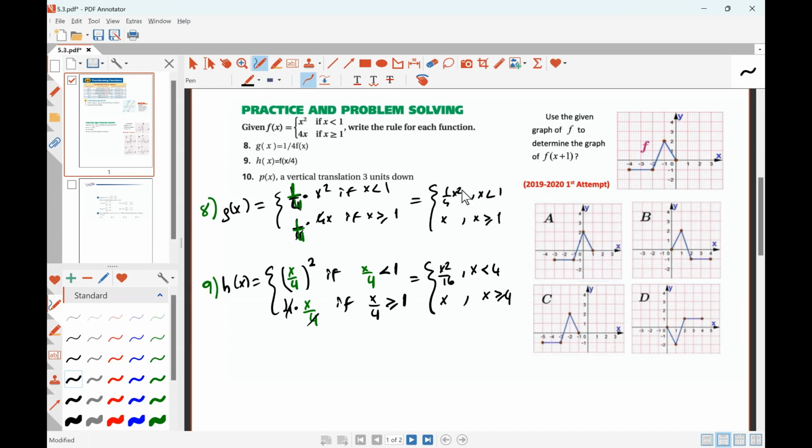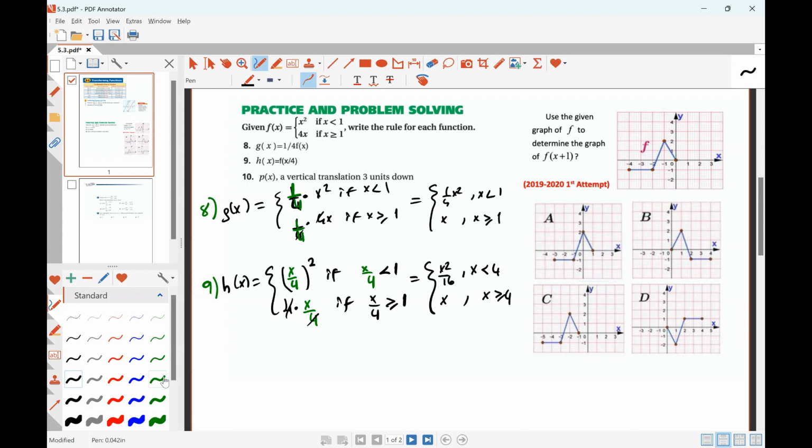See, the results are totally different. The new functions are totally different. In the first, we multiply the output by 1 over 4 only. In the second, we multiply both input and output by 1 over 4. Actually, not just output by 1 over 4. Every x in the function is multiplied by 1 over 4. So it gives you a totally different result.